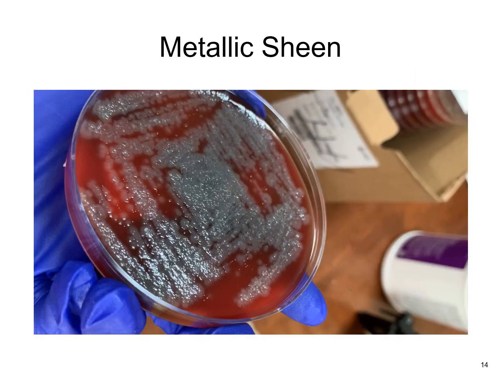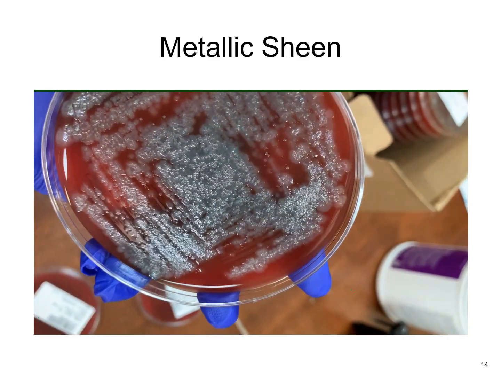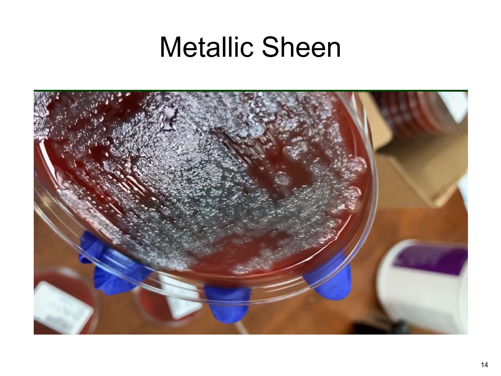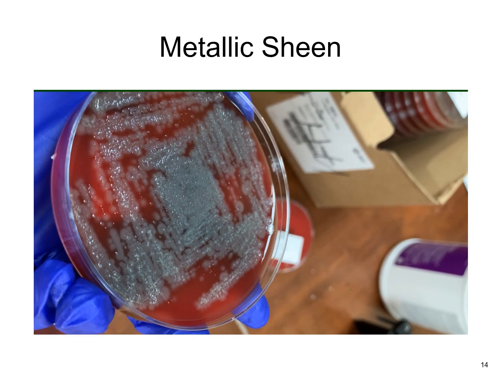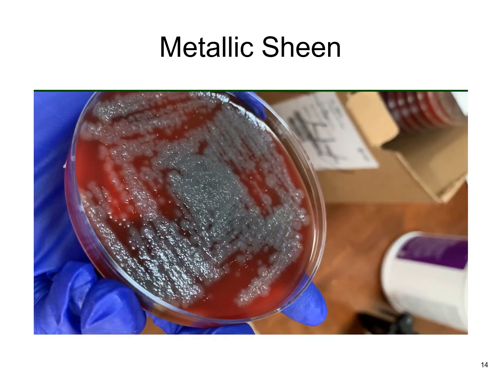So here is an example of a culture that has a metallic sheen. So you can see as you move it, those colonies are very rough, but you can see sort of a reflective metal look to it. And some of these particular organisms will actually have a little bit of a color to that metallic sheen, so it'll look very iridescent looking.